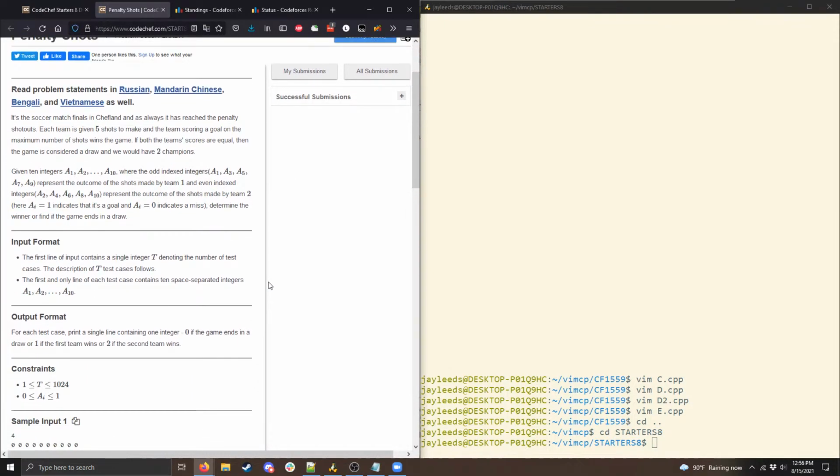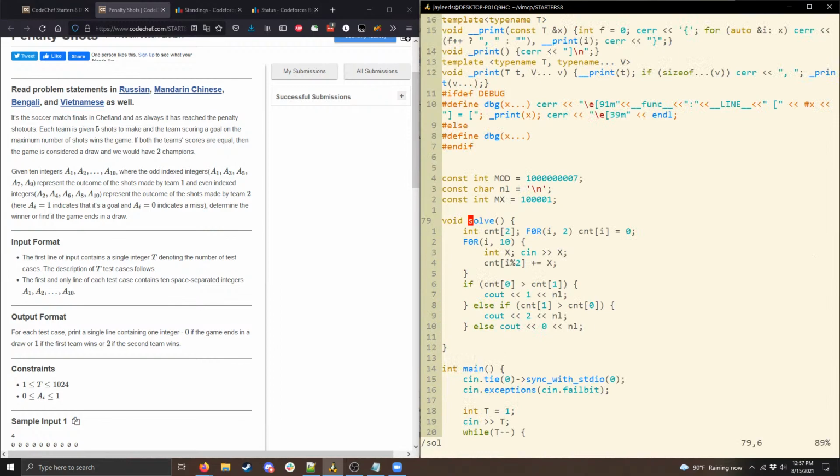Each team has 5 shots, and we're given 10 integers where the odd integers represent the shots by Team 1 and the even integers represent the shots made by Team 2. We need to find the winner or determine if the game ends in a draw. This is a pretty straightforward implementation problem. I'm going to maintain C and T, where C and T of 0 is the score of the first team, and C and T of 1 is the score of the second. Then I'm going to read in the outcome of each goal and add it to the score of team i mod 2, which is just a nice way to clean it up. And then I'm going to compare C and T and print out the answer.